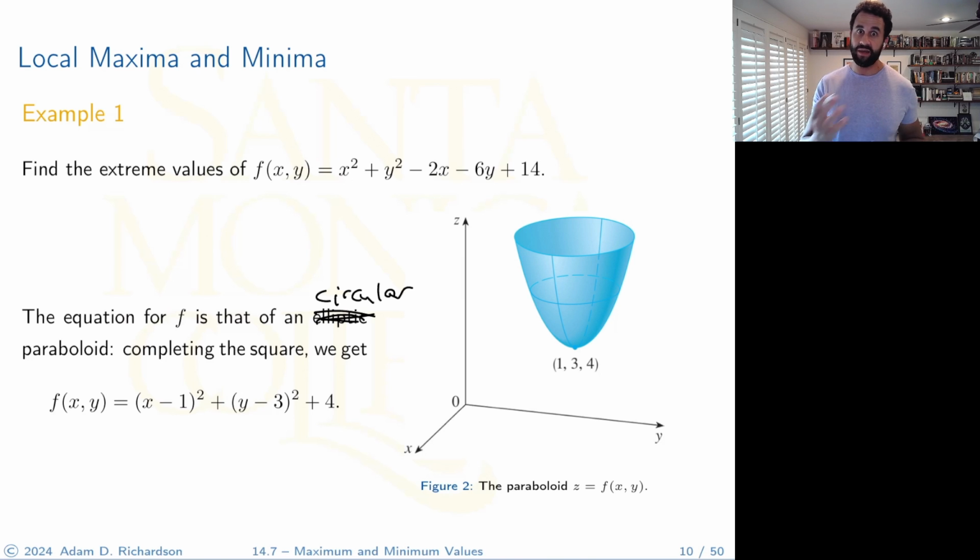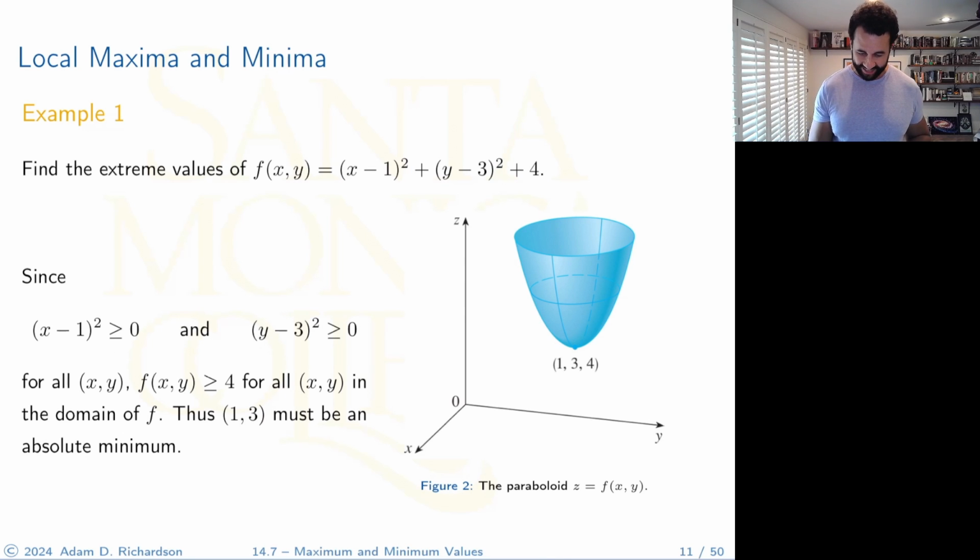Like, is it a min? Is it a max? Oh, well, look, it's got to be a circular paraboloid, right? Therefore, it's got to either be the minimum or it's got to be the maximum. And then you can kind of tell, does it open up or does it open down? And that's how you could do it. Maybe a little more algebraically, we can say this.